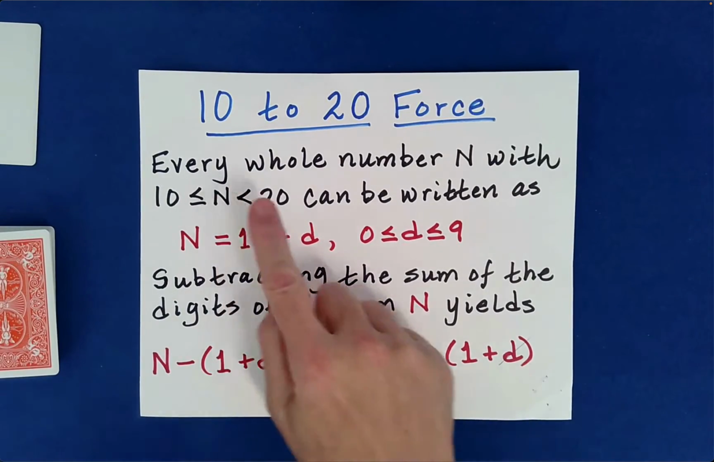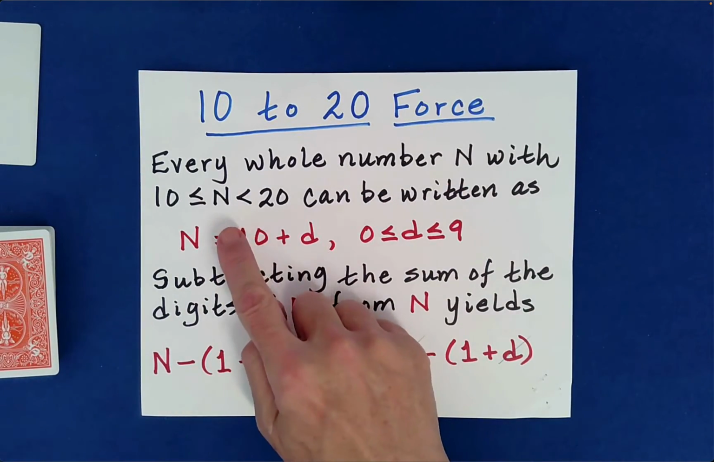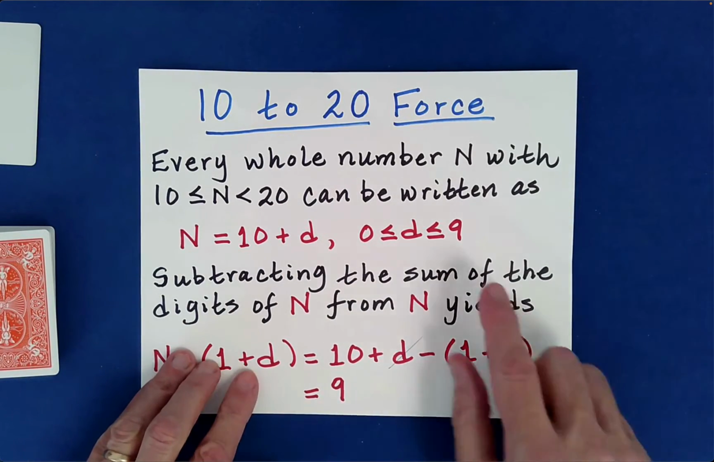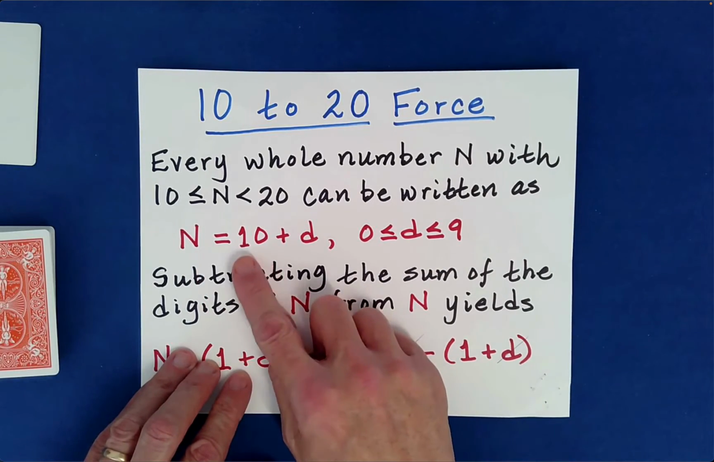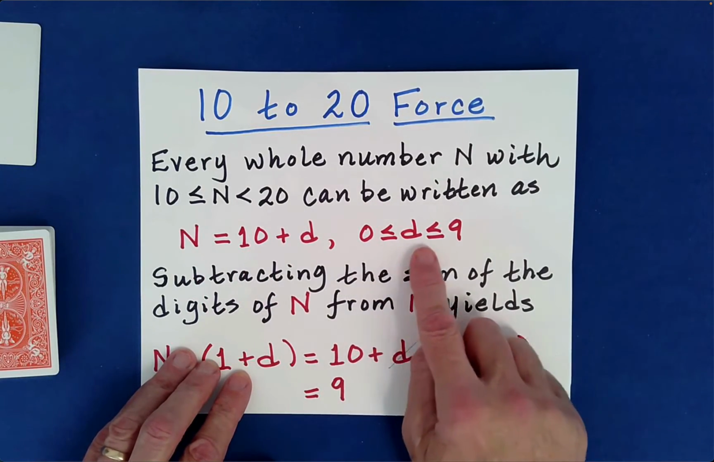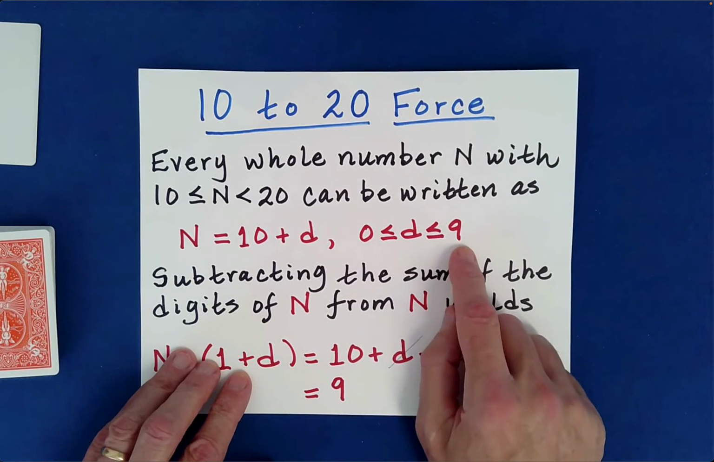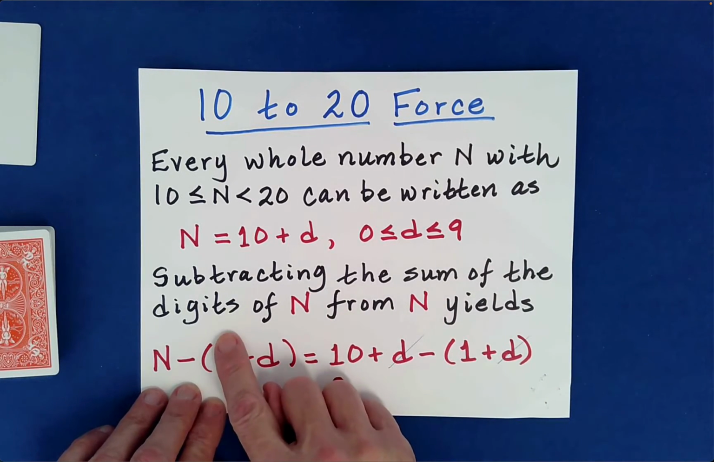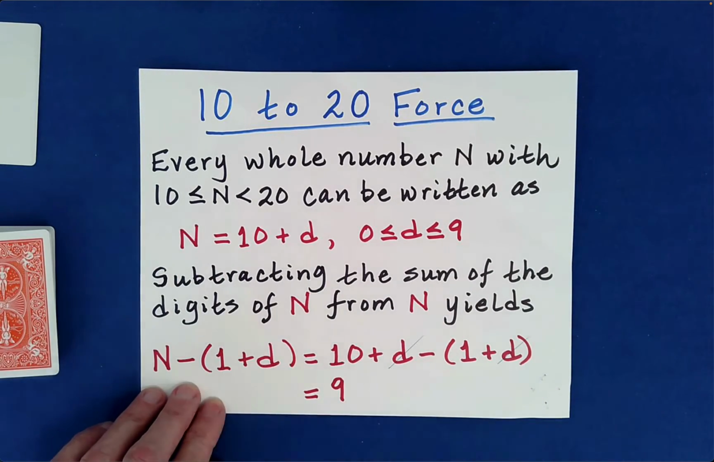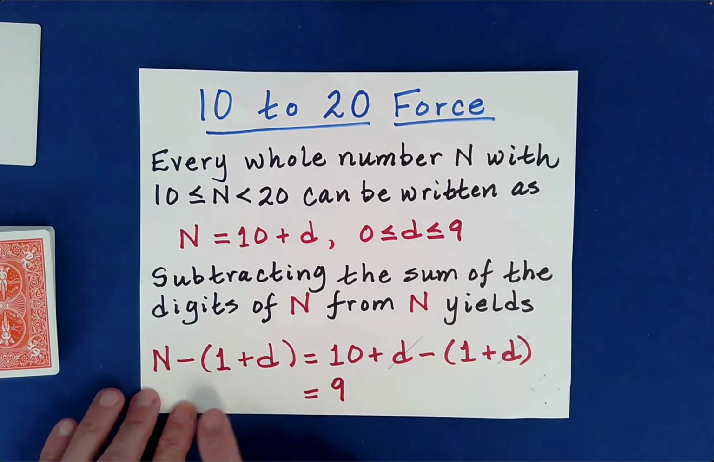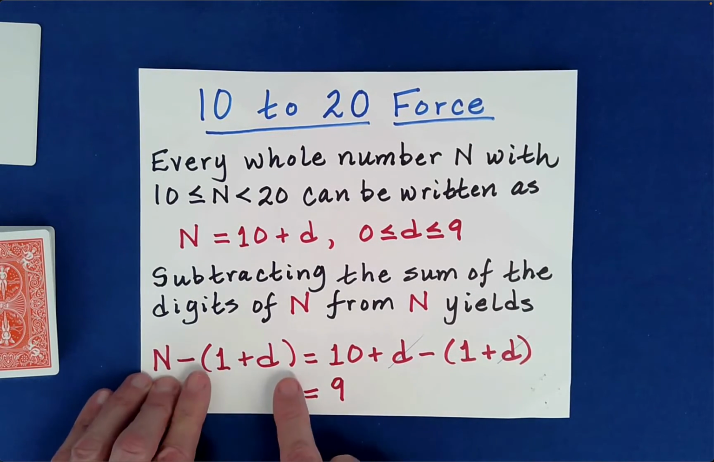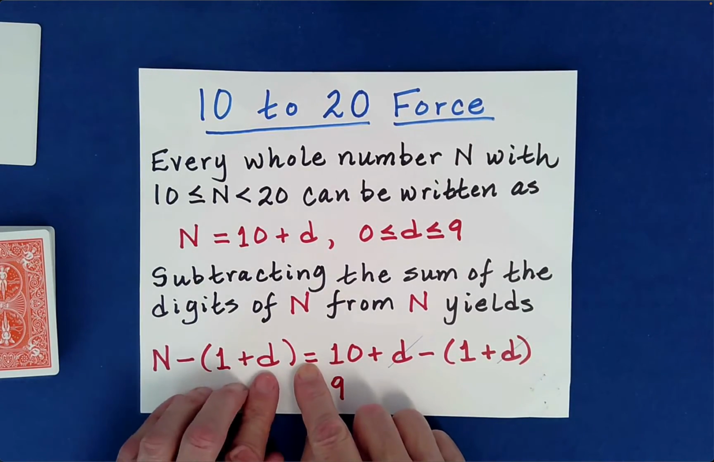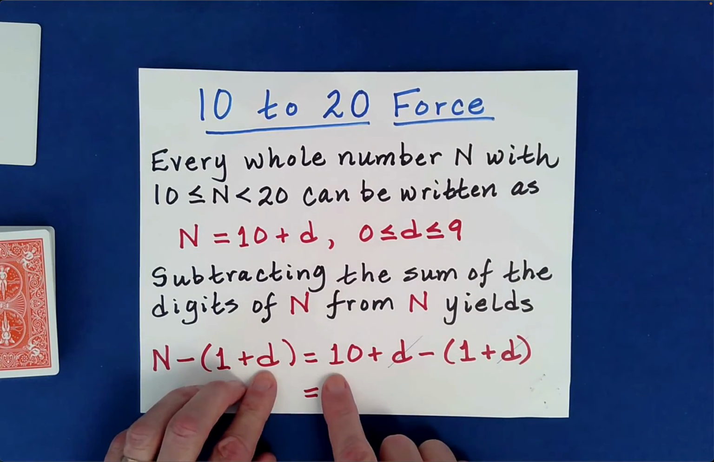Okay, now every whole number between 10 and 20, but not equal to 20, can be written in the following form. It can be written as 10 plus some additional single digit d between 0 and 9, right? So subtracting the sum of the digits of this number n from n yields the following. So we have n minus, and then the digits for n will be the 1 for the tens place, and then the ones place will be determined by this digit d here.